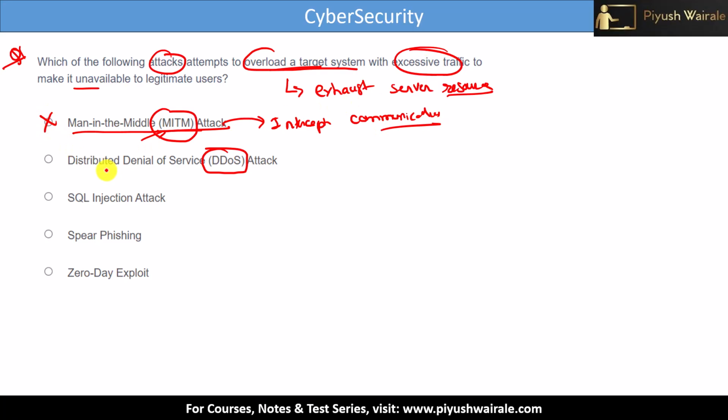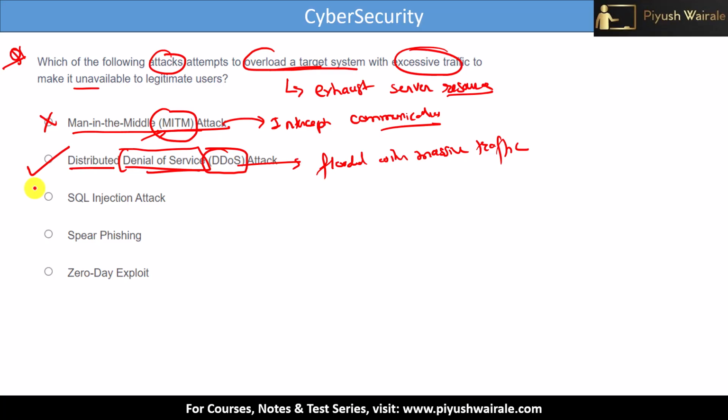What about option B? Distributed denial of service. As the name suggests, denial of service means the service is unavailable for the users. The system is flooded with massive traffic, which is what our question says. So option B is correct here.